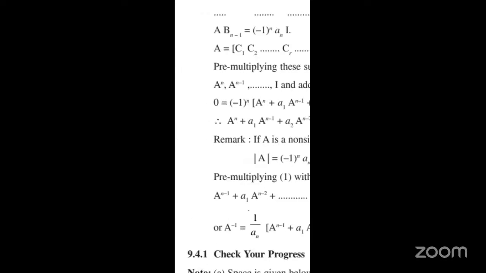After pre-multiplying these successively by A power n, A power n minus 1, and so on, A power 0, and adding these values, on the left hand side we get 0 equal to minus 1 whole power n, replacing lambda by A. That is A power n plus a1 into A power n minus 1 plus a2 into A power n minus 2 plus and so on plus an of I. After the simplification, we finally get the characteristic equation in terms of capital A, that is A power n plus a1 into A power n minus 1 plus a2 into A power n minus 2 plus and so on plus an of I equal to 0. This is one of the important theorems.